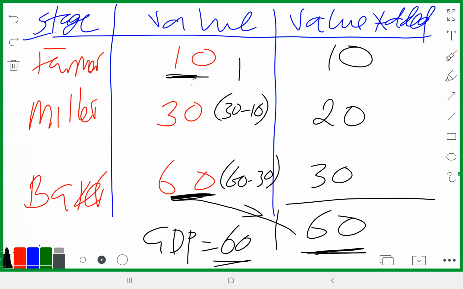When you add all the values that have been added, they should equal the final value, the value of the final good. Because that's how we define the GDP. That is the final value, the market value of the final goods that have been produced. The final goods, not the intermediate goods like flour. Flour is an intermediate good because it is still going to be used for further production. Does that help the class?